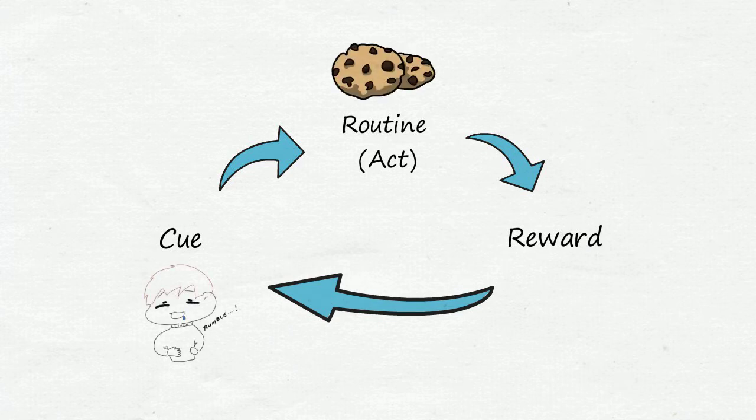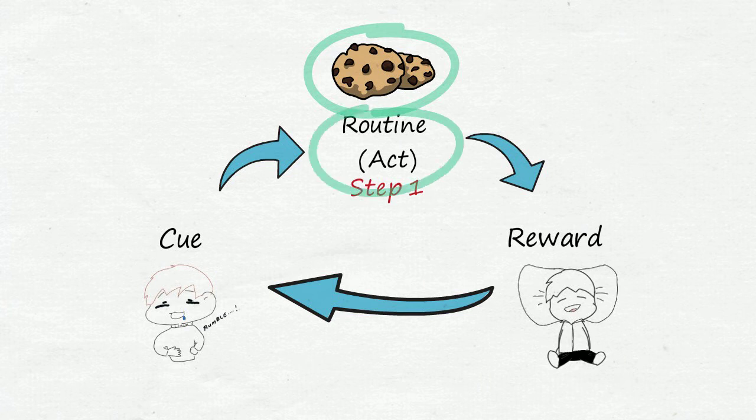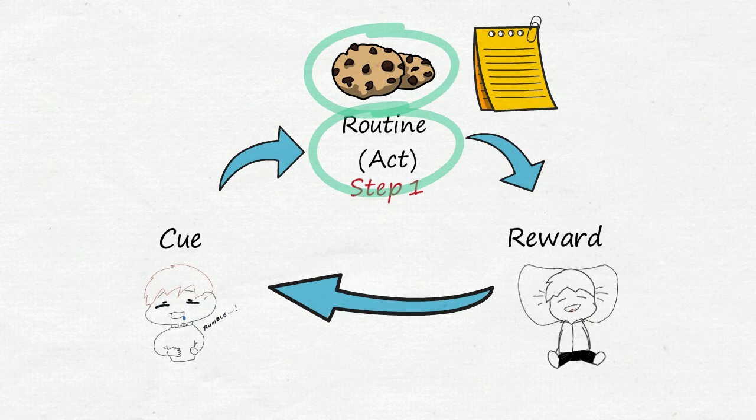These are some of the things that can be done. Step 1. Identify the routine. This is the easy part. Clearly you know that buying the cookie is the routine or act. So, you put pen to paper and write this down.